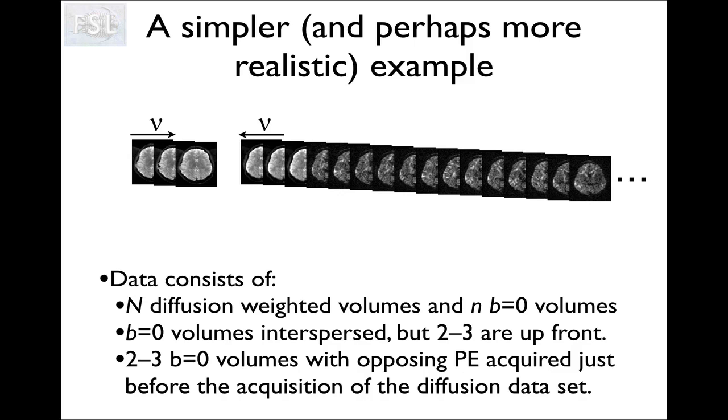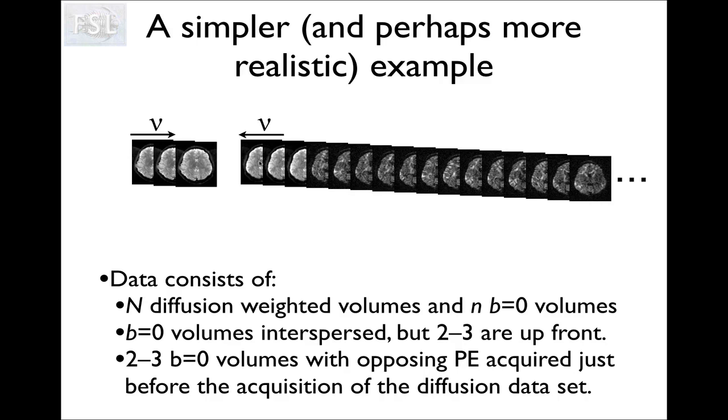And if you were to put these at the very end of your data set, that would mean a much longer time between acquiring these B0s and the B0s with the opposing phase encode direction. And the reason that we are recommending acquiring 2 or 3 is not because 2 or 3 pairs are needed for topup. As I said, you only really need 1 pair for that. It is simply to make sure that you get at least 1 B0 from each direction that isn't broken.